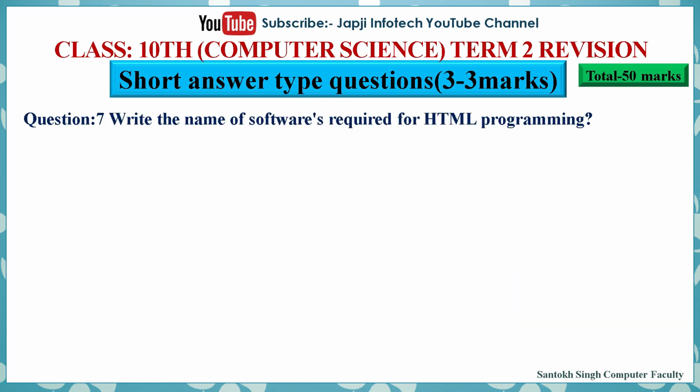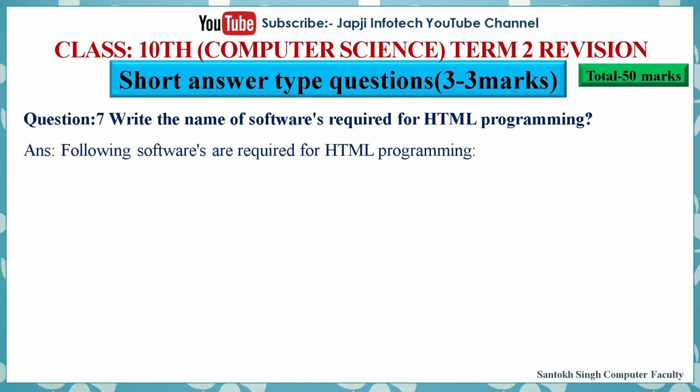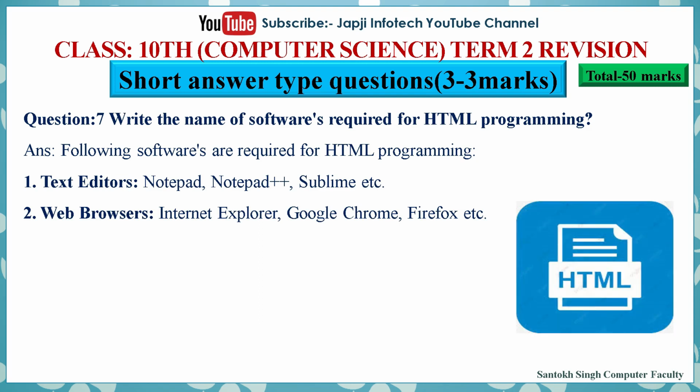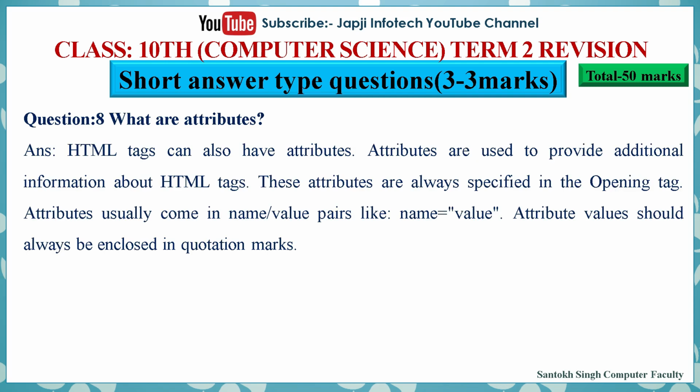Seventh one is: write the names of software required for HTML programming. The following softwares are required for HTML programming. The first one is a text editor, which is Notepad, Notepad++, Sublime, etc. Second one is a web browser, which are Internet Explorer, Google Chrome, Firefox, etc. The eighth one is: what are attributes.